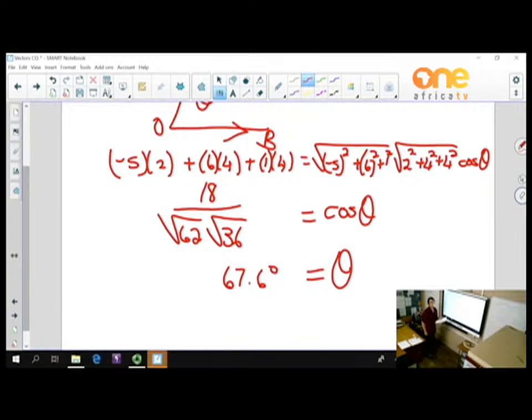Angles usually to one decimal place, but read the question. Sometimes they say to the nearest degree. And then the last one says, show that the midpoints of AC and OB coincide.